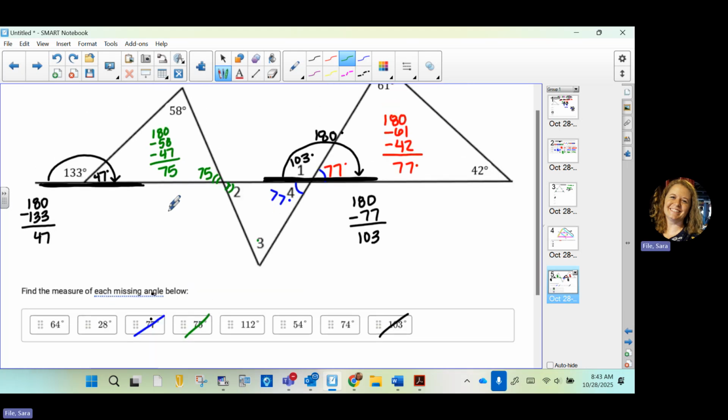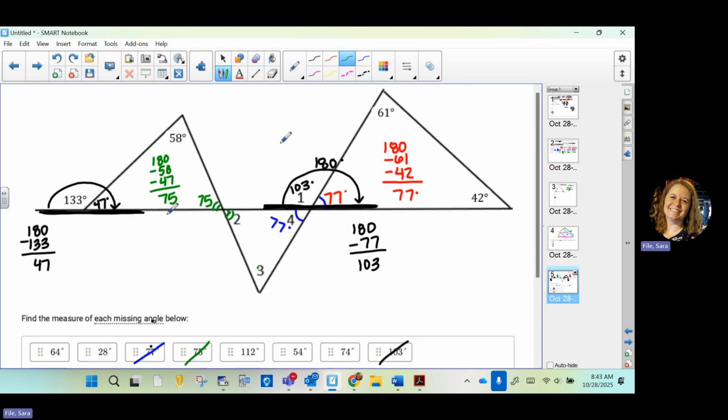All right, now last but not least, how can I find angle 3? Yeah, because I have the 2 angles of this bottom triangle, 75 and 77, and I know that the 3 angles have to add to 180. So 180 minus 75 minus 77 to see what's left. And it's 28.